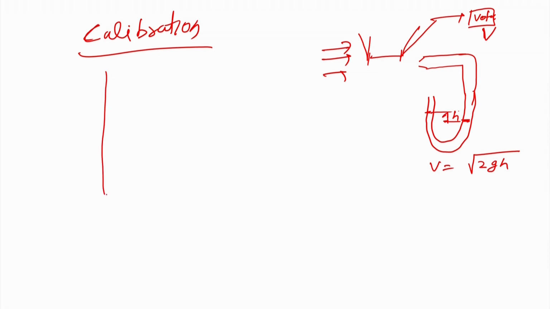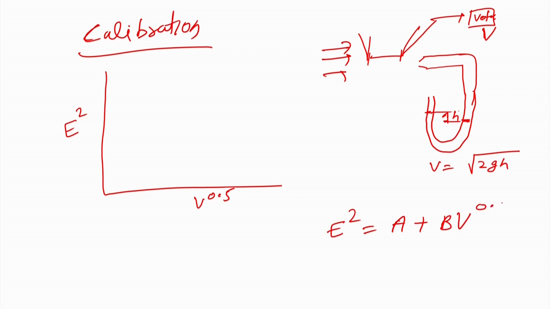So, what you can do is plot a graph between E square and V raised to the power 0.5. The formula we have got is E square equal to A plus B into V raised to the power 0.5. If I plot a graph between E square and V^0.5, what will I get? I will get a straight line which will have an intercept. The value of the intercept will be A and the slope of the line will be B. So, you will get these calibration parameters, the value of A and the value of B, and then you can calculate what your velocity will be.